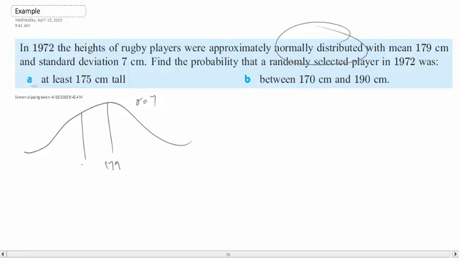So if I can find the area 175 or bigger, that's going to be my probability. If I take 175 and subtract 179 divided by 7, we get negative 4/7. That's my z-score. It's not a nice whole number of standard deviations away. The empirical rule is not really something that I can apply here. Notice the z-score is negative because 175 is smaller than the mean. This is where technology is going to be our friend.